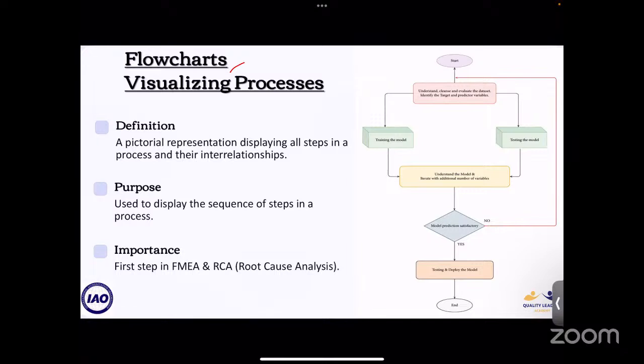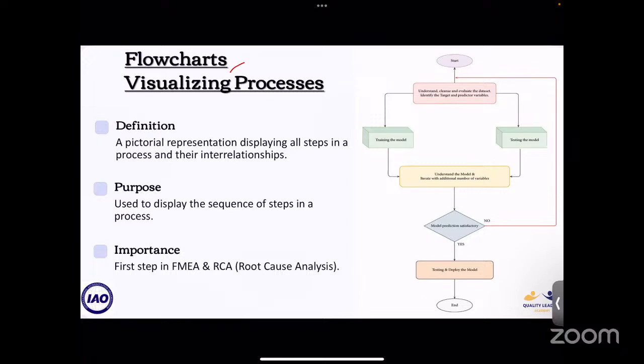The flowchart is a pictorial representation displaying all steps in a process and their interrelationships, used to display the sequence of steps in a process. It is what I use in order to do the visualization for the process. If I want to improve a process, even if the process does not yet exist, and I want to make a vision for it in order to improve it, the first thing I always use is the flowchart, which I use to draw how this process will proceed, what the steps of the process will be.